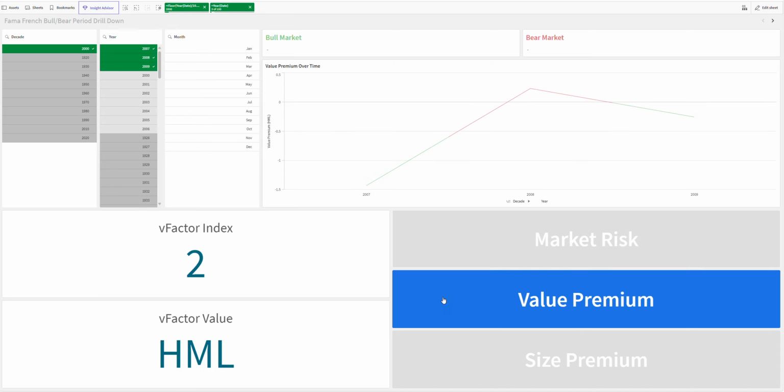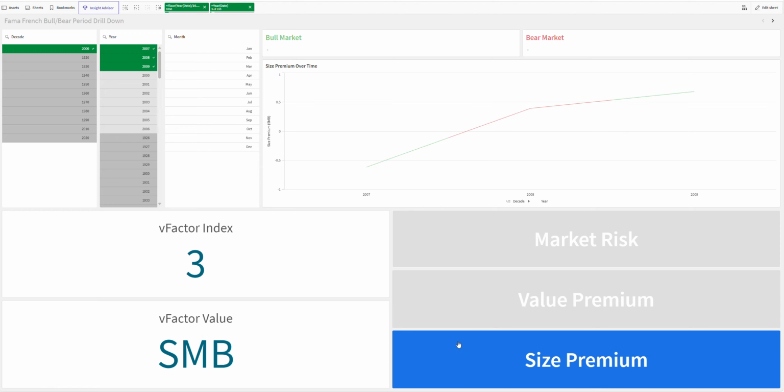Let's go to value premium. The value premium briefly turns positive. This suggests a temporary shift toward undervalued stocks, likely in search of perceived bargains. Now let's go to the size premium. The size premium rises during the crisis, showing that smaller companies began outperforming large ones despite overall market volatility.